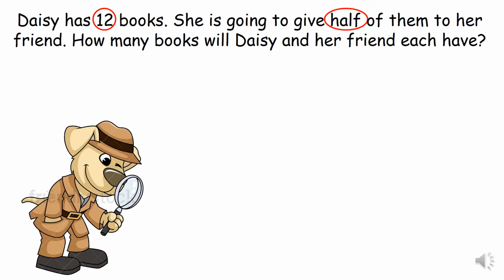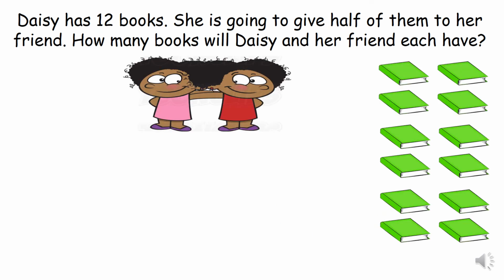So Daisy has 12 books in total, and she's going to give half of them to her friend. That means she's going to share half of them to her friend. So our number sentence is 12 divided by 2. So here is Daisy and her friend, and there are their books. Let's count the books. 1, 2, 3, 4, 5, 6, 7, 8, 9, 10, 11, 12. There are the 12 books.